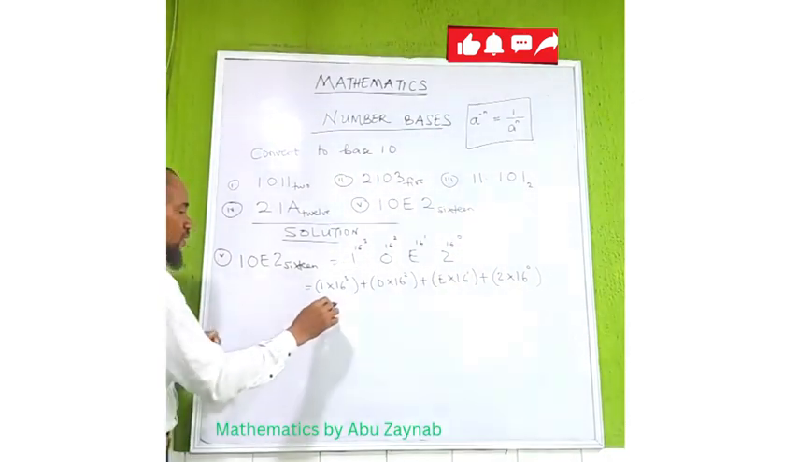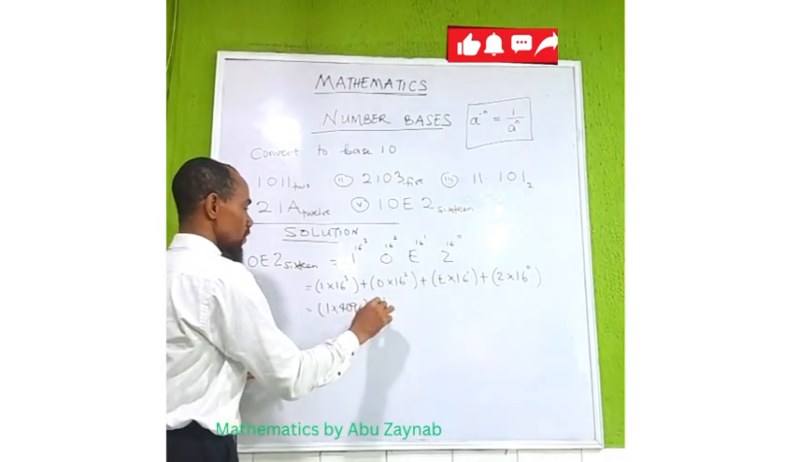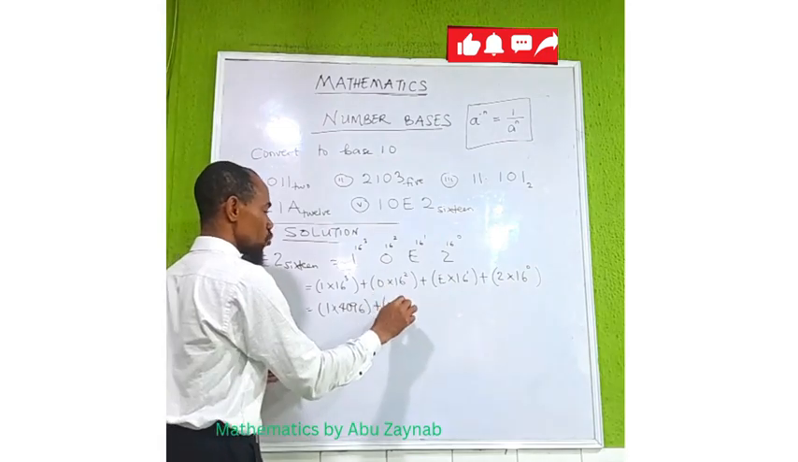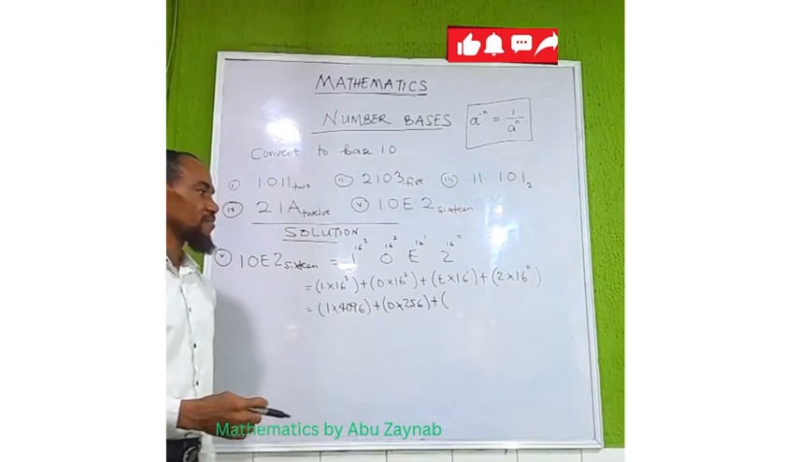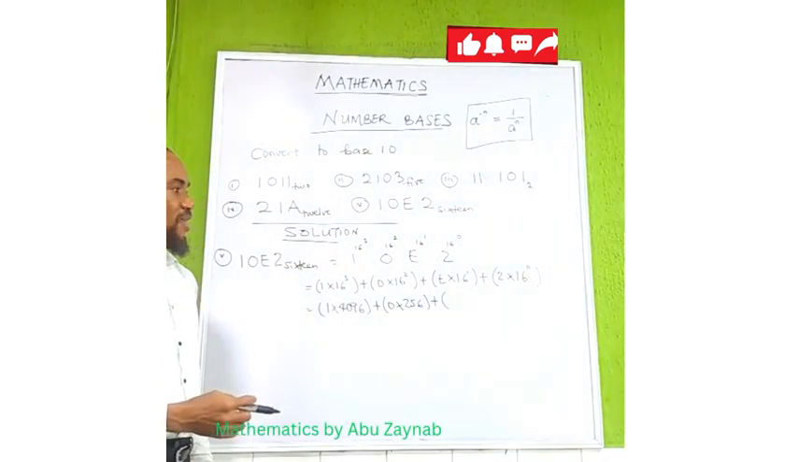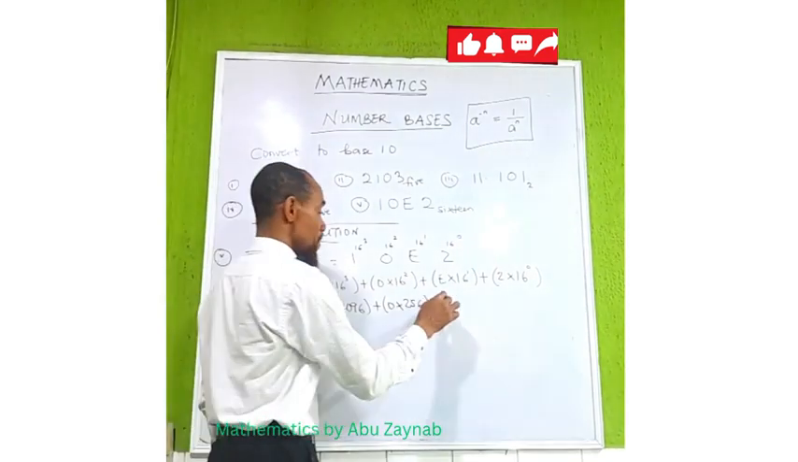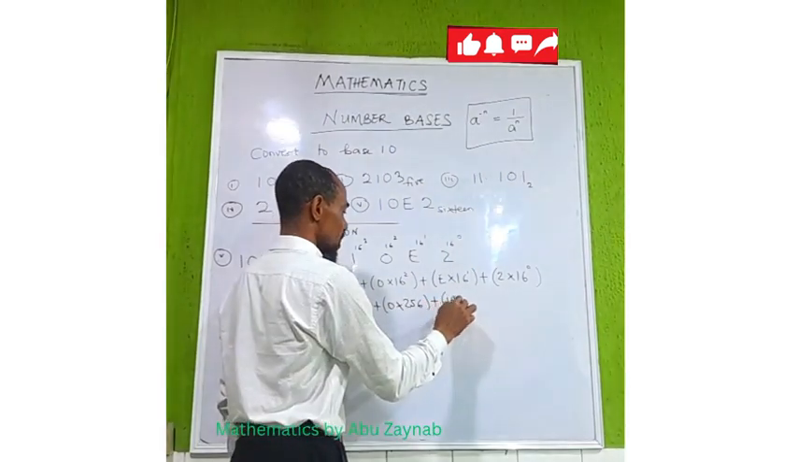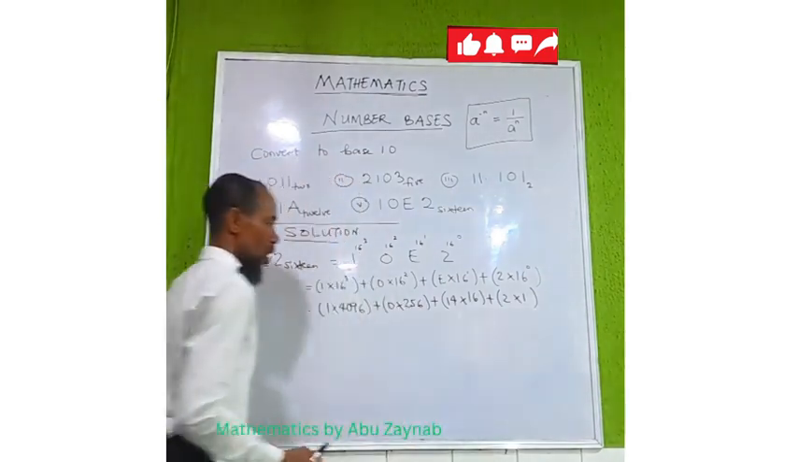Again, 16 power 3 means 16 times 16 times 16. And that is 4096. Whereas this is 0 times 16 squared is 256. And the letter E is 14. The value 14 in base 16 is 14 times 16. Then plus 2 times 1.